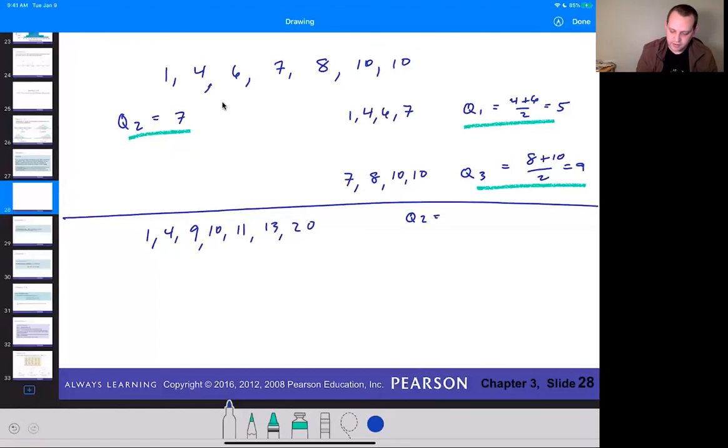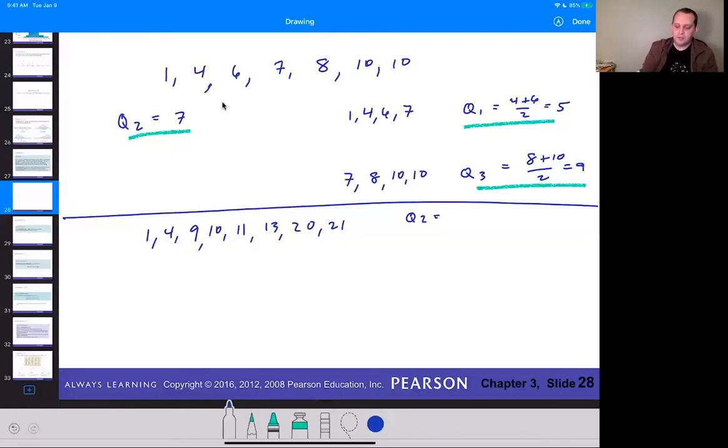What am I doing here? I want to have an even number of data points, sorry. So let's add one more value, say 21. So here I have 1, 2, 3, 4, 5, 6, 7, 8 data points.